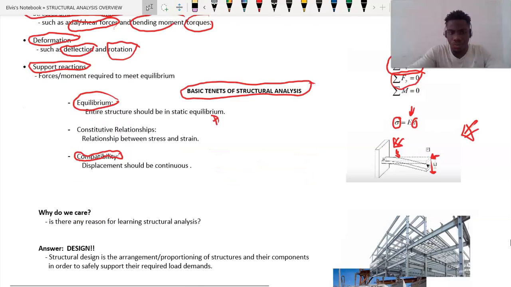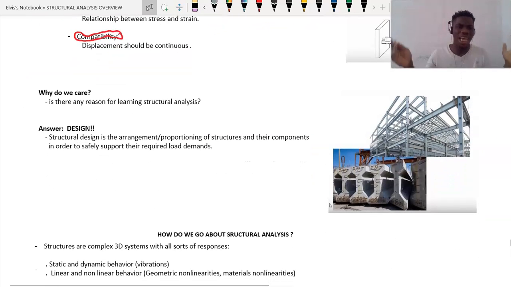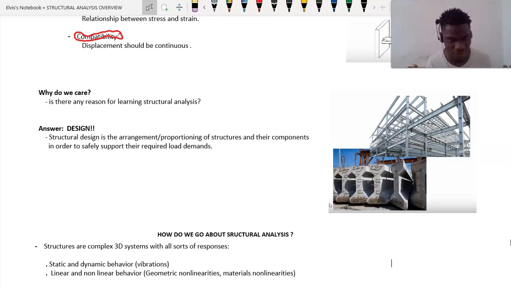Why do we care about structural analysis? Like, what is the big deal of structural analysis? The reason we care about structural analysis is design. We want to be able to design our buildings, right? We want to be able to design our buildings. So, how can we design buildings if we don't know how to analyze buildings? If you don't know how to analyze buildings, how can you design buildings?